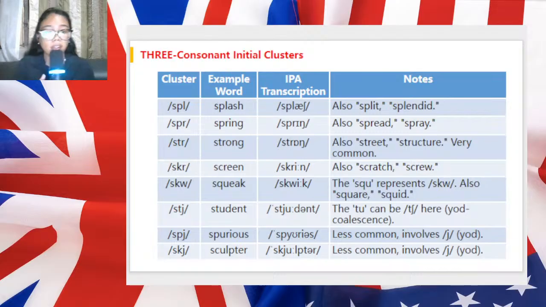Here we focus on the TJ sound. The J is the Y sound. When a T sound is followed by a Y sound, they can merge to create a Ch sound. We are focusing on the TJ blend.